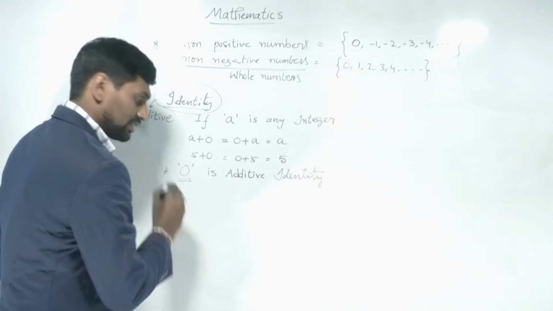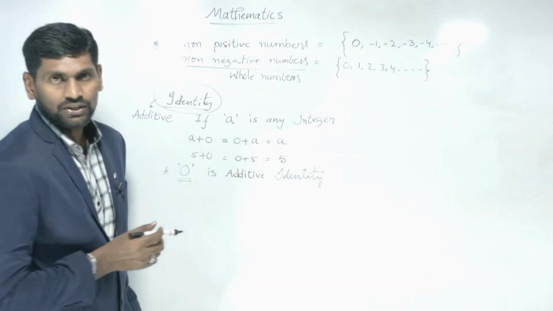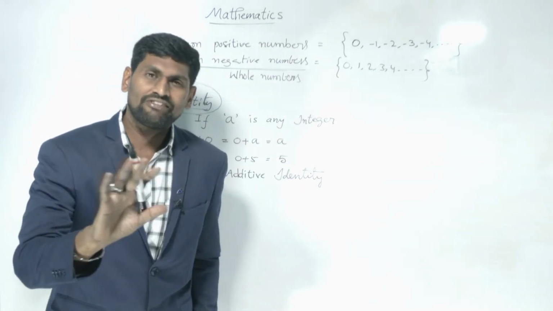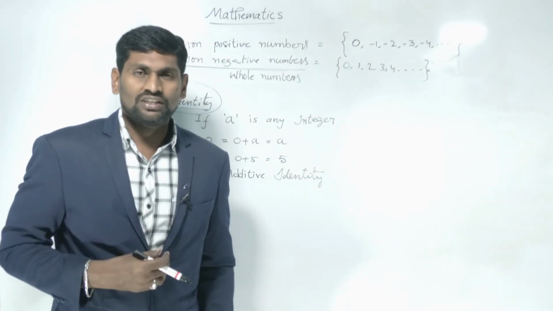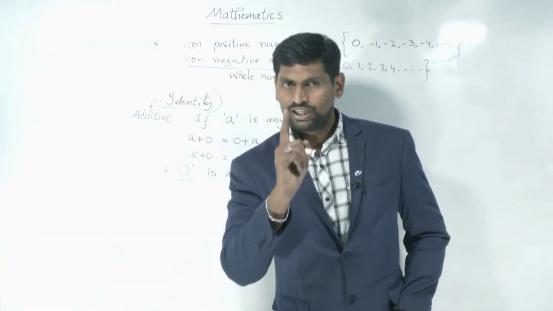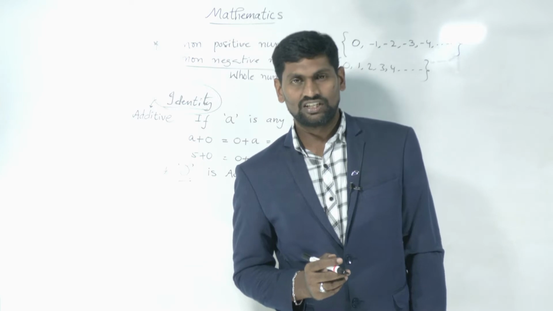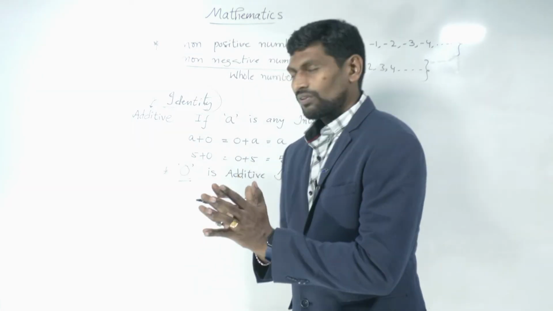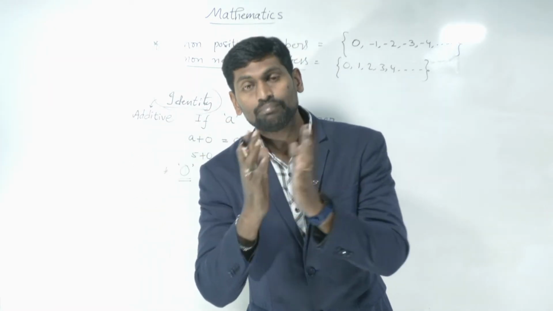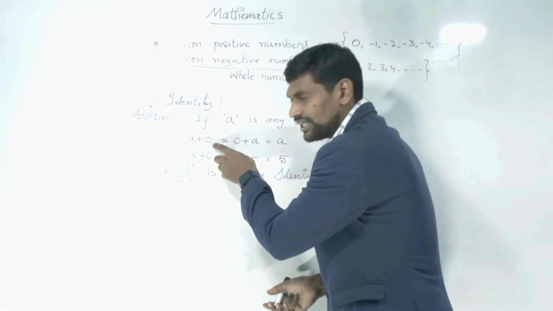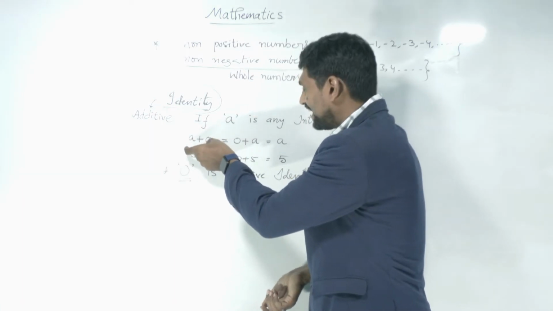To remember this concept, just remember identity. You are all having identity cards, right? Yes, you are all having ID cards. On your ID card, only your picture will be printed. So without disturbing the identity of a number, 0 is helping here to maintain its identity as it is.